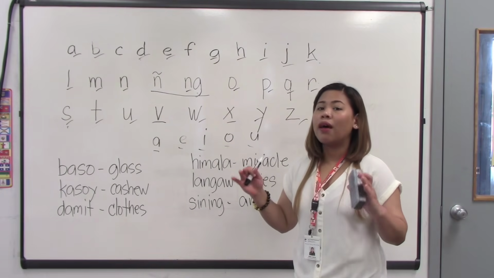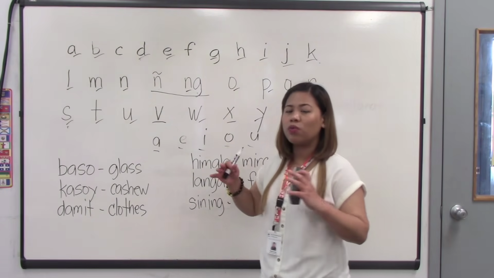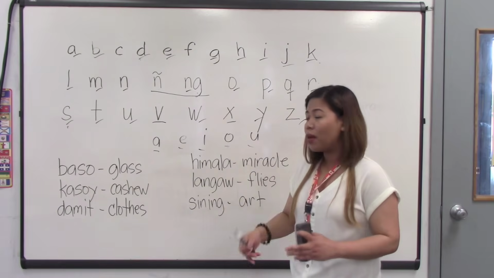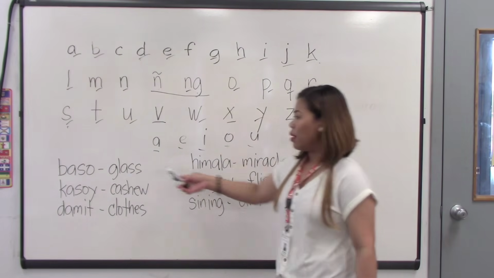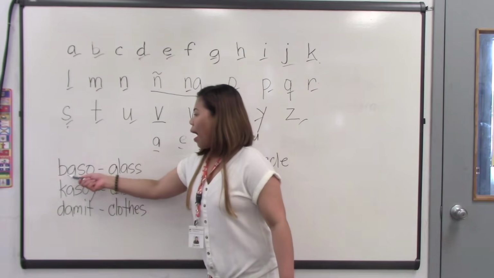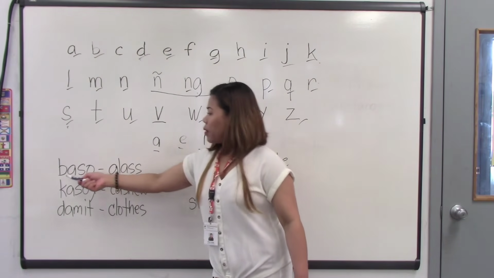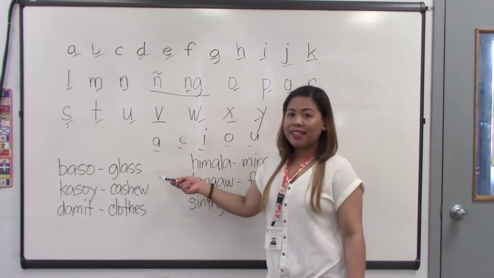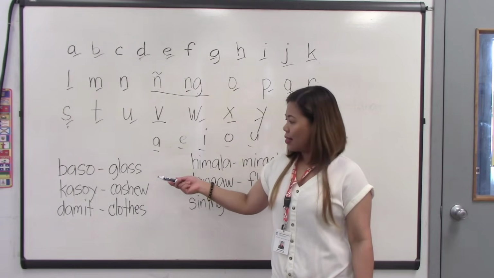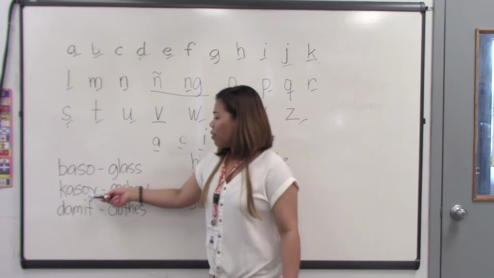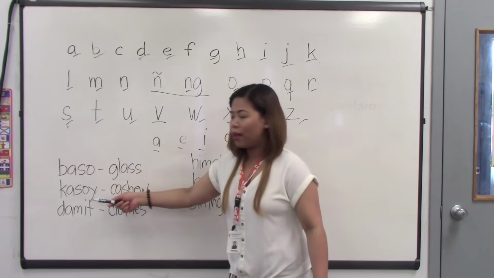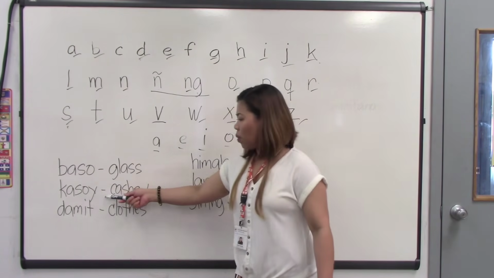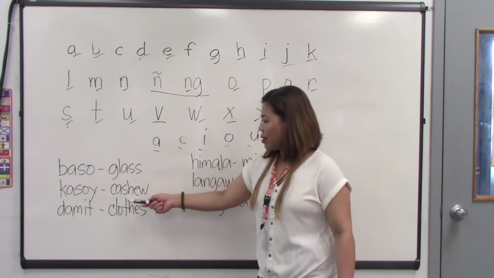So if you read this one, by the way, our language is also syllabicated. We don't have hidden sounds as well. So we read them as we spell them. So if you say ba, then that's really B and A. Look at this one. Ba, so. Baso. It means glass. Okay? This is a diphthong here. Kasoy. Ka and soy. Kasoy is cashew.